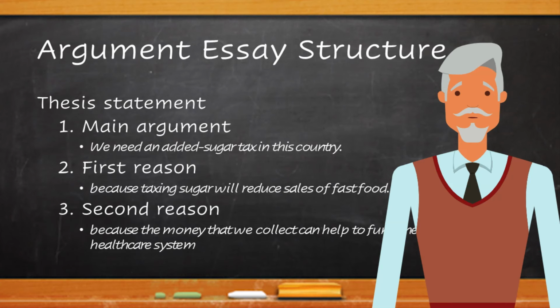Let's break it down. We need an added sugar tax in this country. That's the summary of the main point of the essay. Because taxing sugar will reduce sales of fast food. That's going to be the topic of the next paragraph. Because the money that we collect can help to fund the healthcare system. That's going to be the topic of the 3rd paragraph. When you switch topics, you must start a new paragraph. Since we are switching from the introduction to the argument, to the development of a supporting argument, we must start a new paragraph.